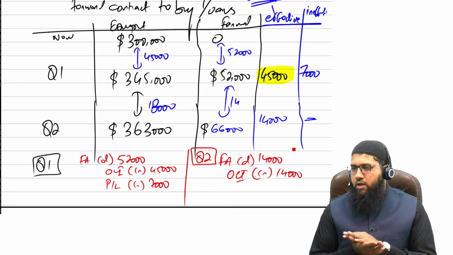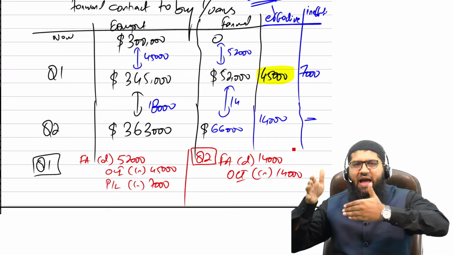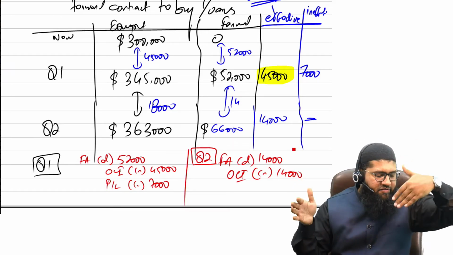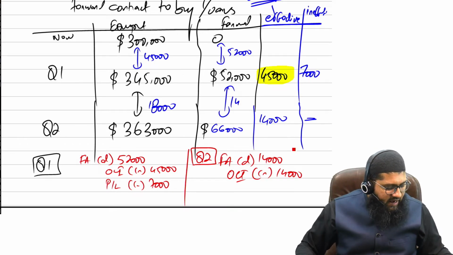Okay. Now one more thing. Once you buy the asset, the amount which is held within the OCI is going to be adjusted against your asset's cost. That's something that you would have to do.